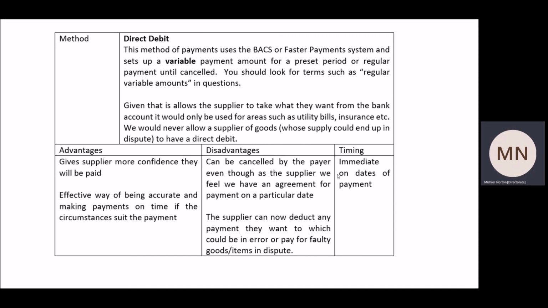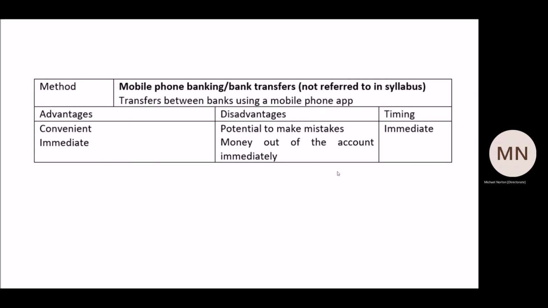Timing's going to be immediate on the day of payment for a direct debit. I've included mobile phone banking here because I highlighted faster payments had a limit. So let's say the car that we wanted to buy was 26,000. We could do faster payments for 25,000 and a mobile banking transfer for 1,000, and we could avoid the fee.